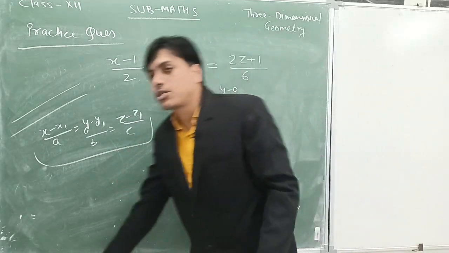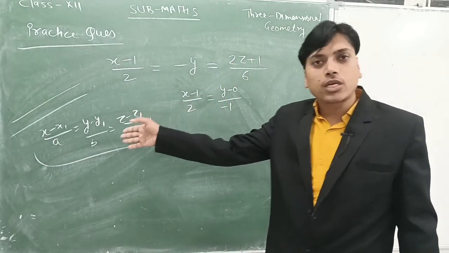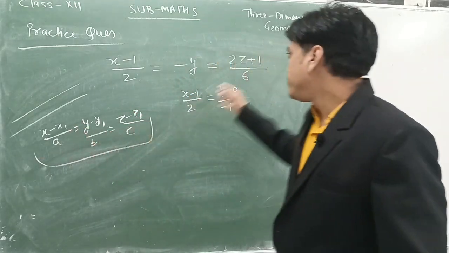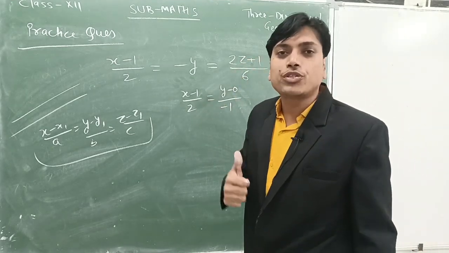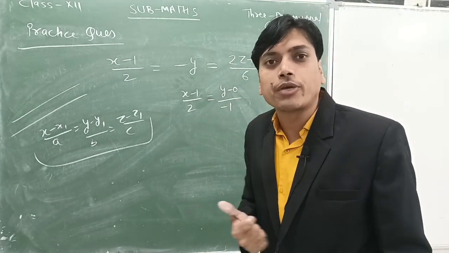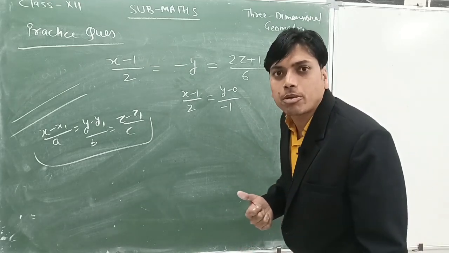Did you get this point? Similarly, we have to find out z minus z1 by c, but you can see in the general form of the equation there is no coefficient given with the z, but here in this equation we have 2 as a coefficient of z. So first of all we will divide numerator and denominator by 2.